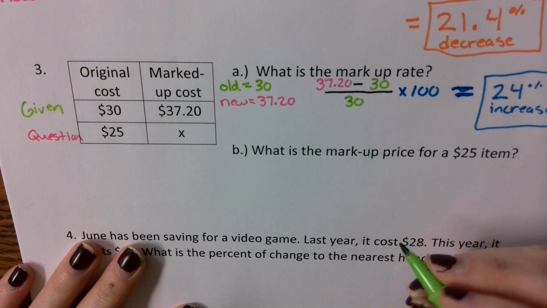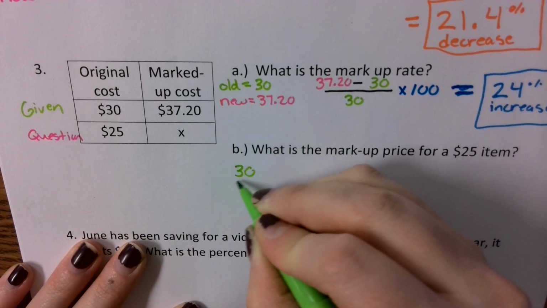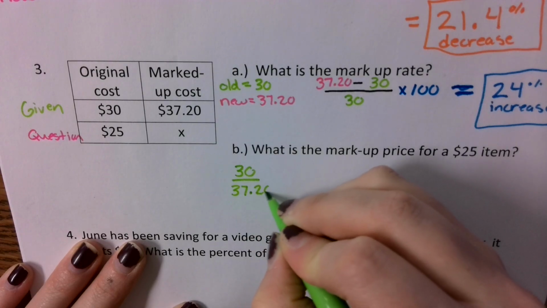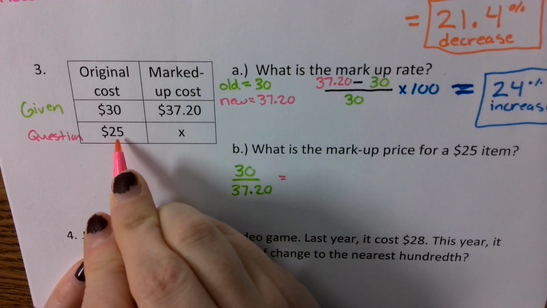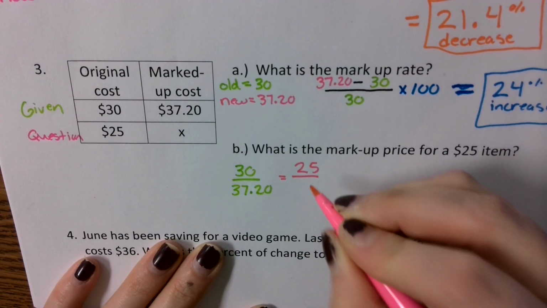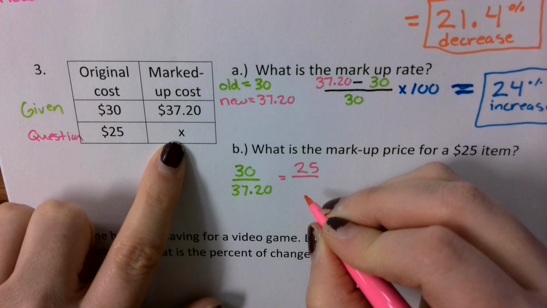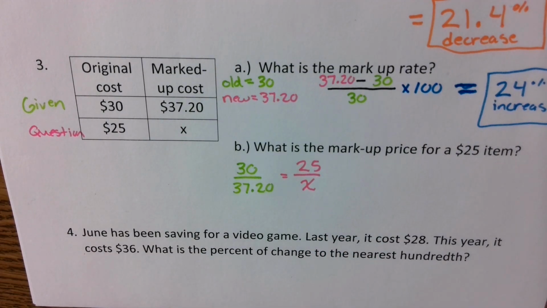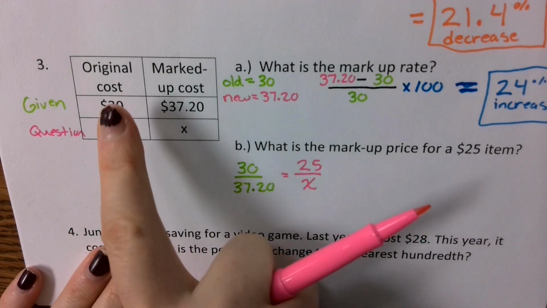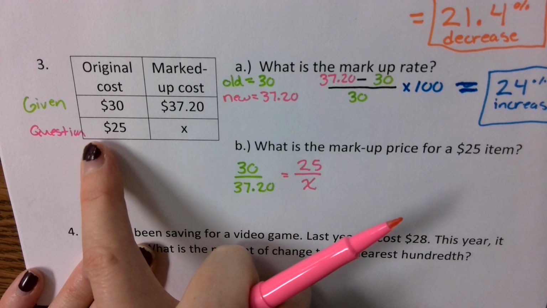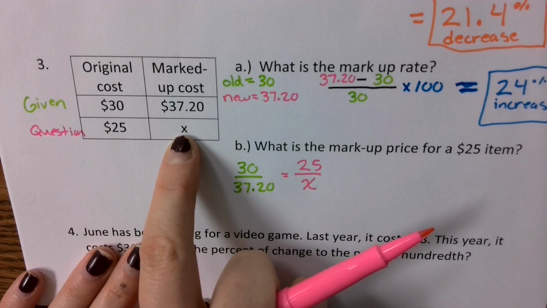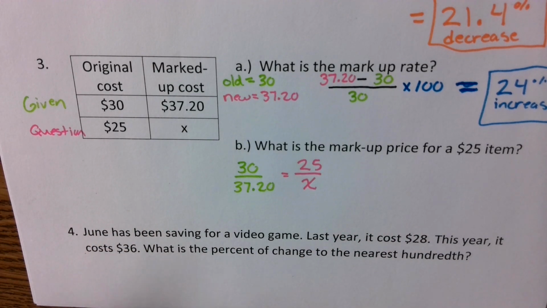Create my ratio. 30 over 37.20. Very good. 30 over 37.20 equals 25 over, not 100, but x. 25 over x. So there is my proportion that I can create to solve for the missing value. I know that I've got 30 over 37.20 equals 25 over x. Because if this is a proportional relationship, they should change by the exact same amount.